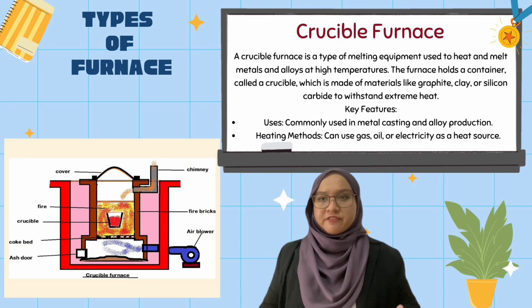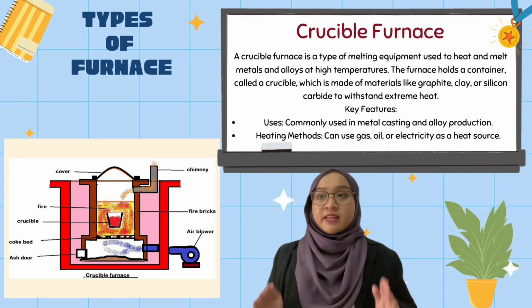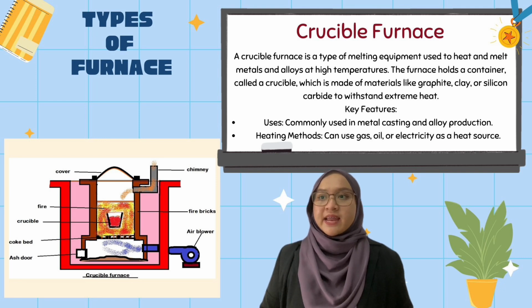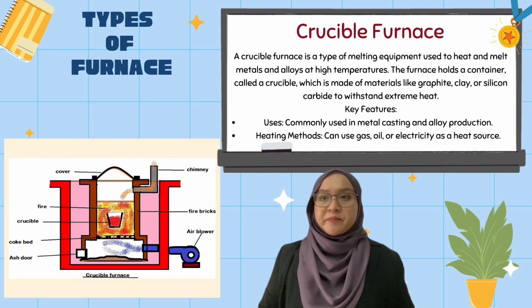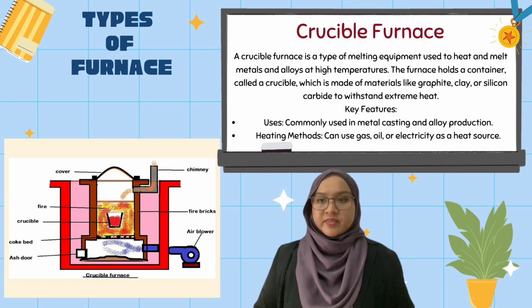Next, the crucible furnace. A crucible furnace is a type of equipment used to heat and melt metal and alloy at high temperature. It is commonly used in metal casting and alloy production. For the heating method, gas, oil, or electricity can be used as the heat source. The advantage is that it is simple to operate. The limitation is that it is suited to small quantities of material. The application can be jewellery making.